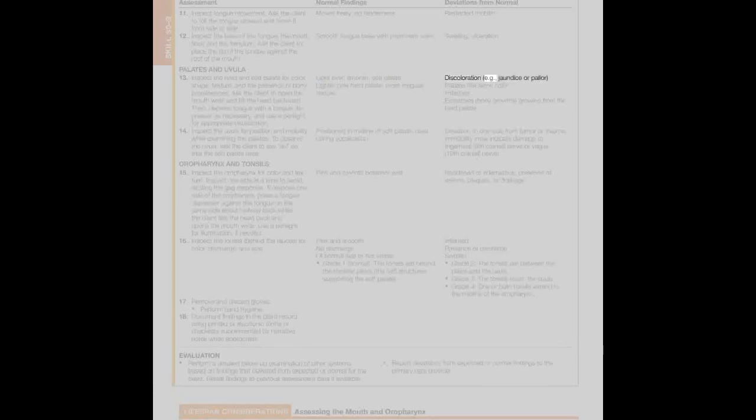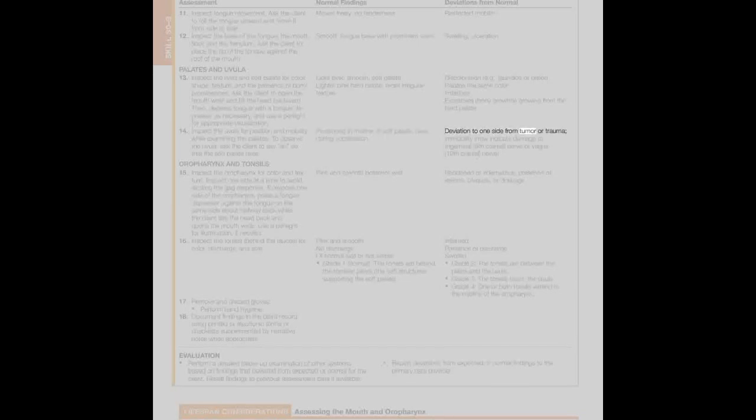Discoloration, for example, jaundice or pallor. Palates the same color. Irritations, exostoses, bony growths growing from the hard palate. 14. Inspect the uvula for position and mobility while examining the palates. To observe the uvula, ask the client to say "ah" so that the soft palate rises. Positioned in midline of soft palate, rises during vocalization.